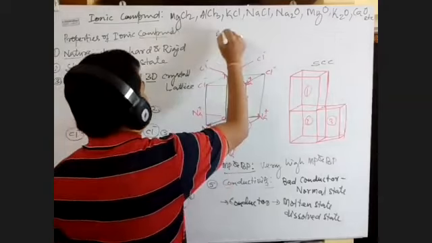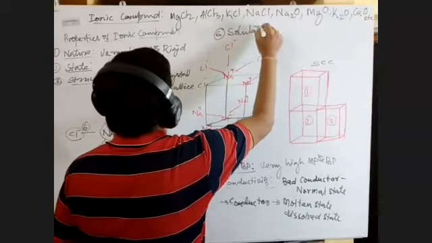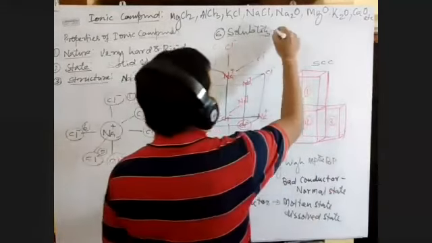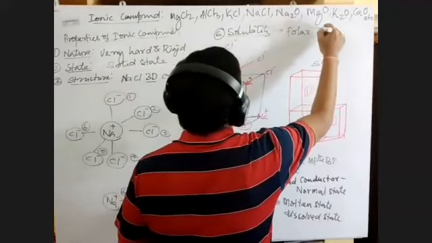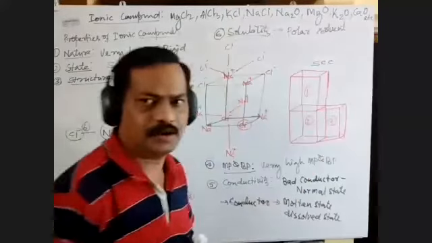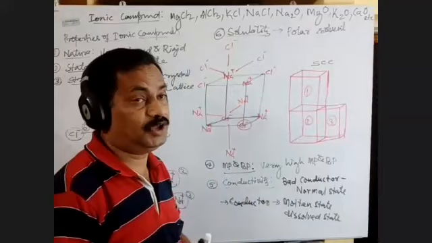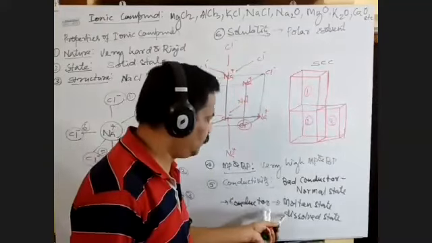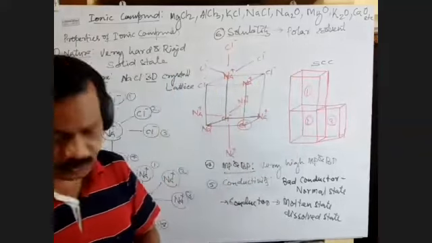And the sixth point is about solubility. Generally, all the ionic compounds are soluble in polar solvents. What solvent, sir? Polar solvent. So what is a polar solvent? That is like our water. HCl, HBr, all are polar solvents. Okay, so the fifth point and sixth point we are going to discuss tomorrow.